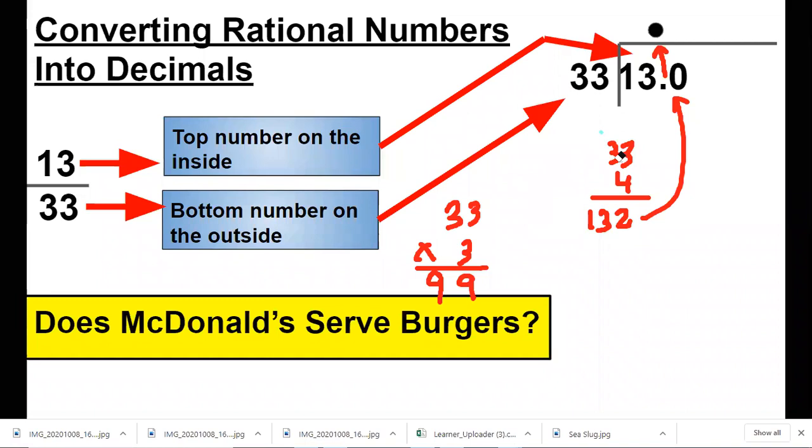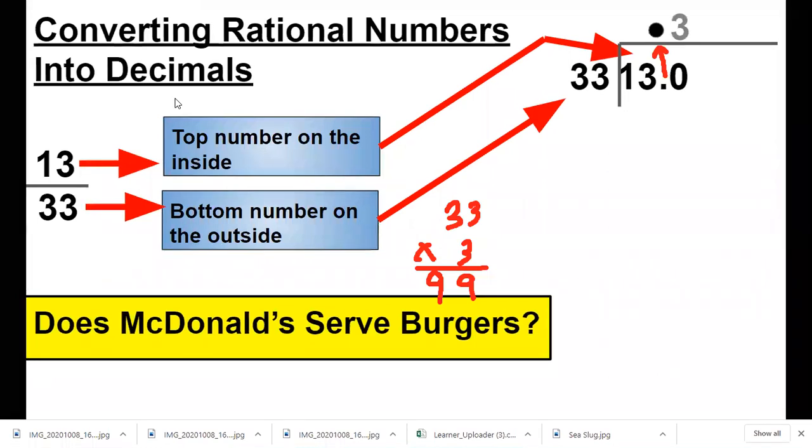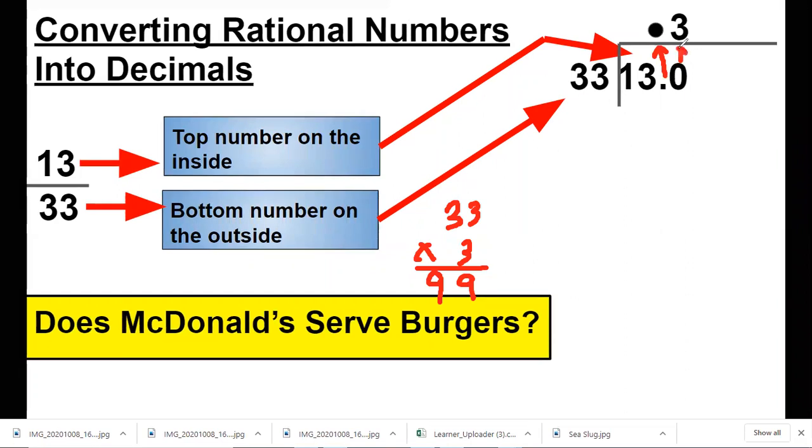Again, at home, you don't have to erase your paper. I just have limited screen space. So we're going to put a 3 up on top. There it is, and we're putting it above the 0. Why above the 0? Because we took 33 into the whole 130. So this is the ending number of 130. So we start our answer above that number.